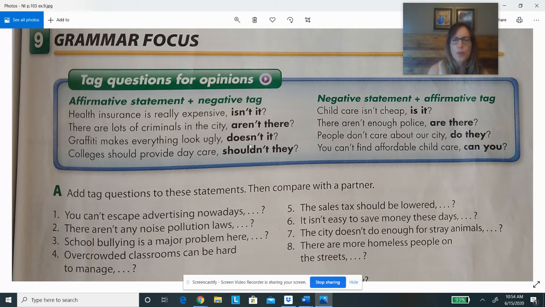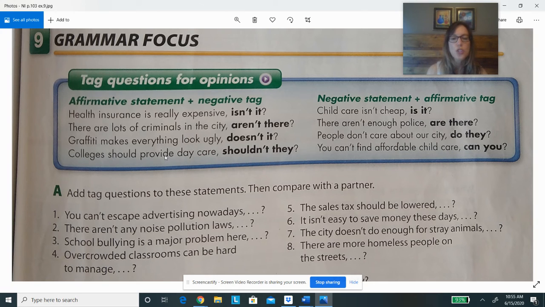Okay, this verb doesn't seem to match this verb, but actually it does. This is the auxiliary verb that goes with a present tense verb. Remember, do or does goes with present tense verbs. So this is affirmative and singular. So this will be negative singular. This pronoun it goes with the non-count subject graffiti.